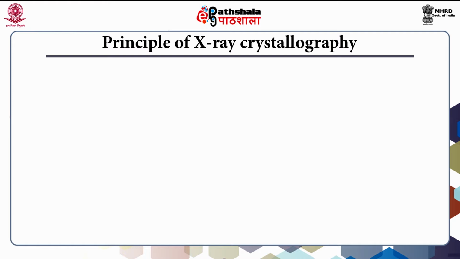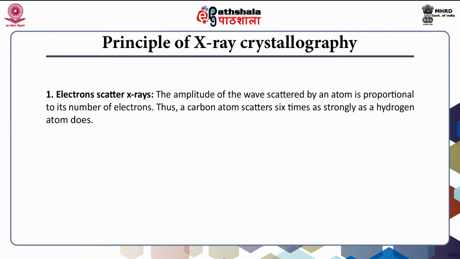So, the first principle of X-ray crystallography is that electrons scatter X-rays. This is a very important thing. Electrons scatter X-rays. What does it mean? The amplitude of the waves scattered by an atom is proportional to its number of electrons.